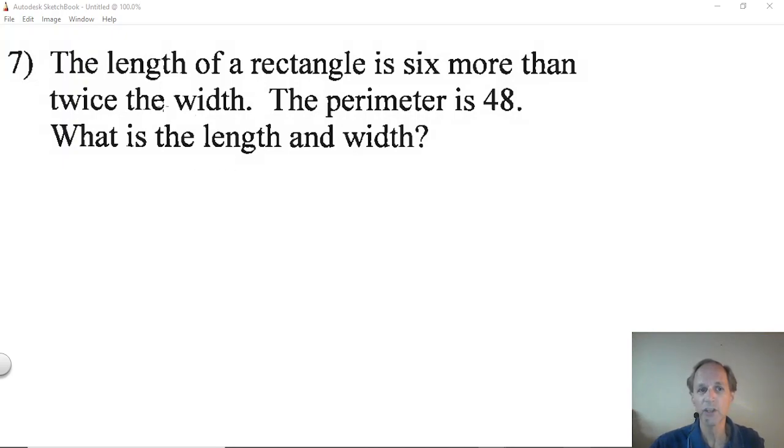And that is, of course, the length, because it tells us the length of a rectangle is 6 more than twice the width. We can write length in terms of width. And then we'll only need width, as you will see. So let's make our variable w equals the width. And then we're going to draw a picture, and then you'll see what I mean by length in terms of width. So with rectangle problems, I can't emphasize enough, always draw a picture.